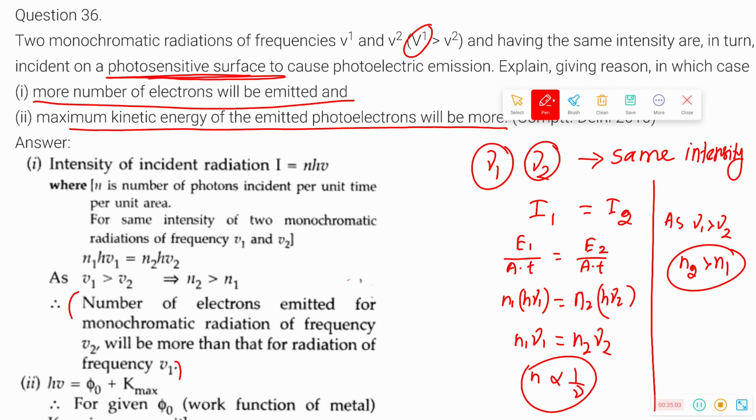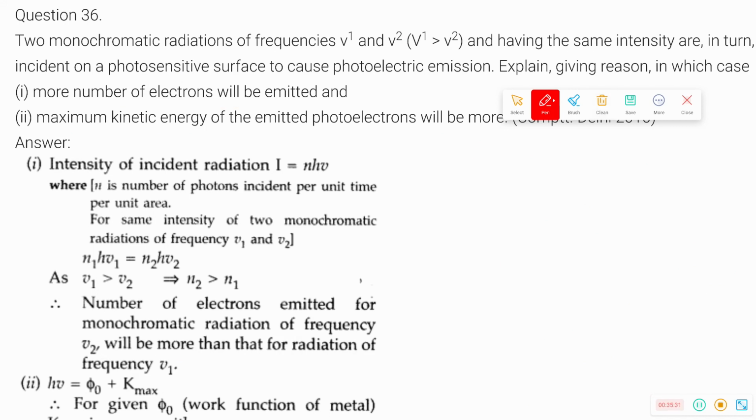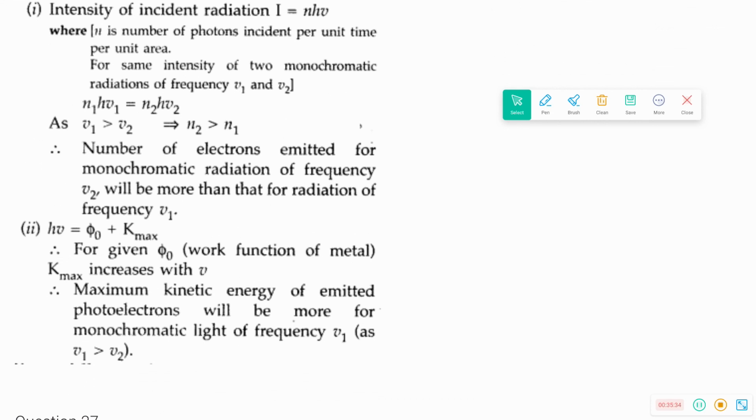For higher frequency, you remember this equation, Einstein's photoelectric equation: h nu equals phi naught plus K max. If the frequency changes, the work function is not going to change. If nu1 is greater, then the kinetic energy will be greater. So tell me, for which case? For frequency 1. As frequency 1 is greater than frequency 2, K max increases with the frequency. That's it, this will be the answer.